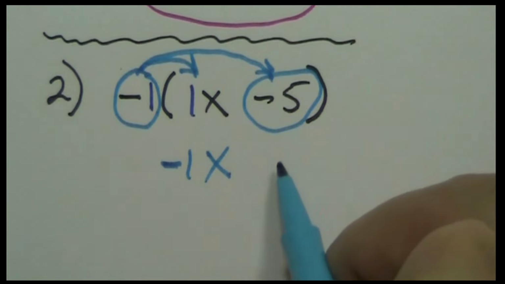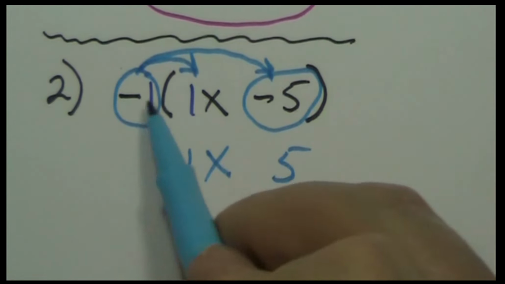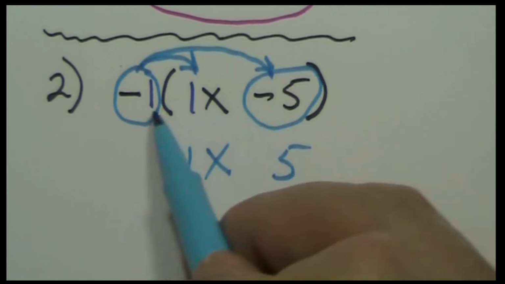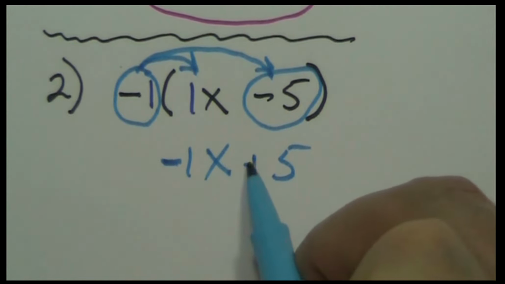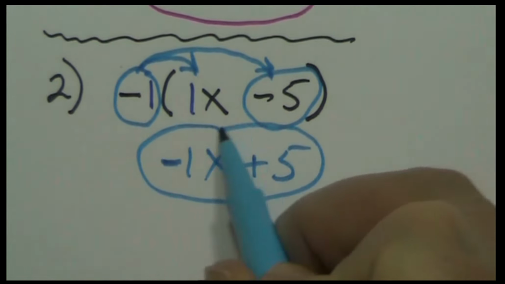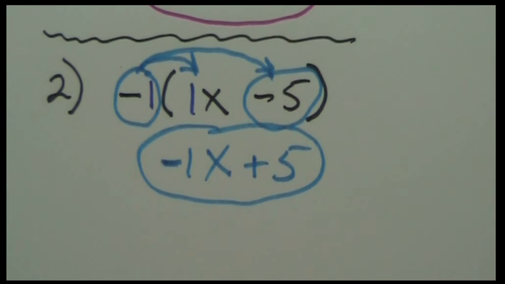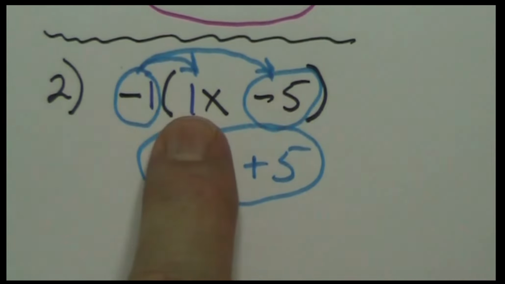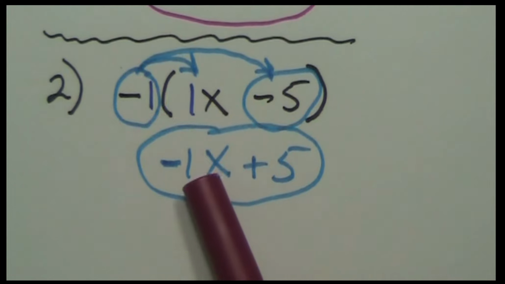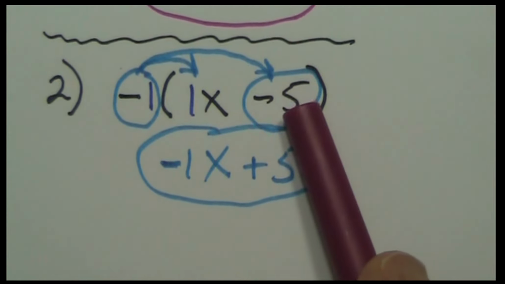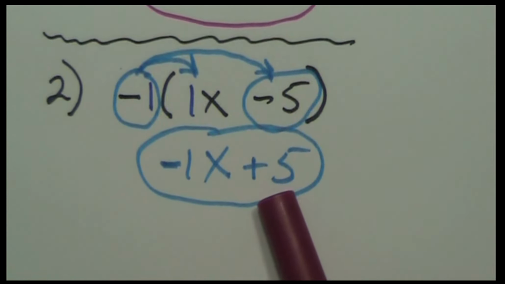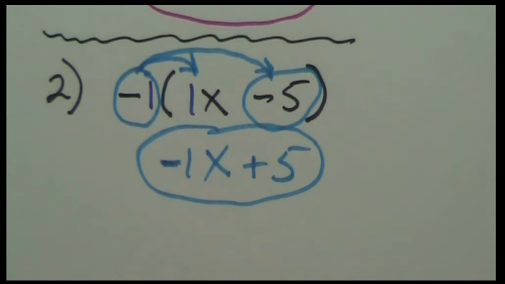One times 5 is 5. And two negatives, multiplying two negatives, cancels. And there's our answer. So again, notice what it did. It changed the polarity. This was positive 1x, now it's -1x. This was -5, now it's +5. It changed the sign.